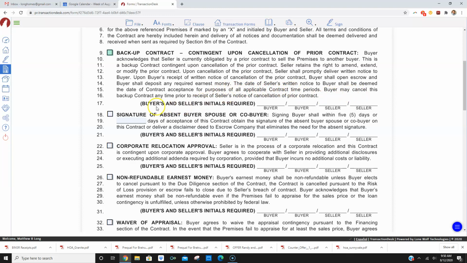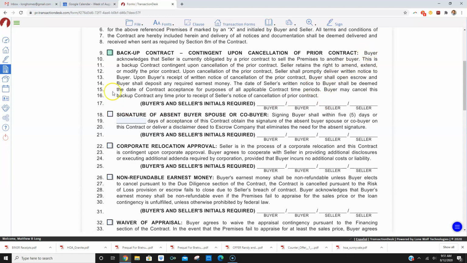Buyer may cancel this backup contract any time prior to receipt of seller's notice of cancellation of prior contract. Notice it doesn't say how, it just says you can cancel it. So in theory, you could send a text, we're canceling. You can send an email, we're canceling. Email would be best, phone call would be best. Make sure all that stuff is tracked.